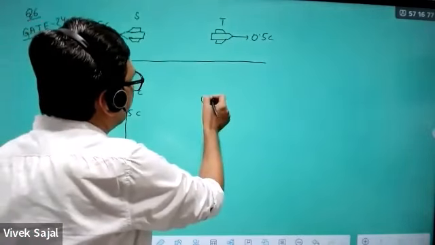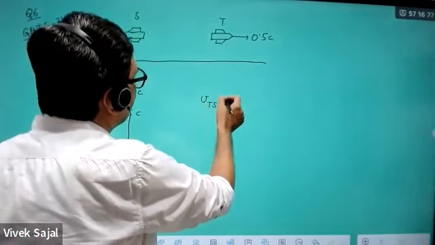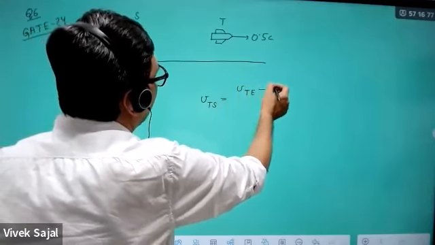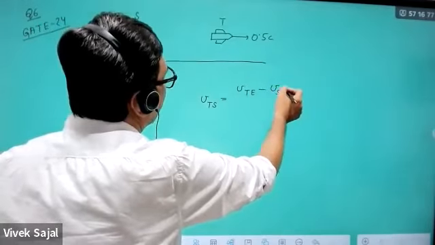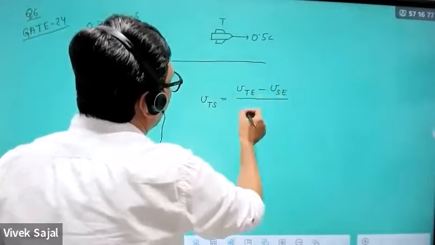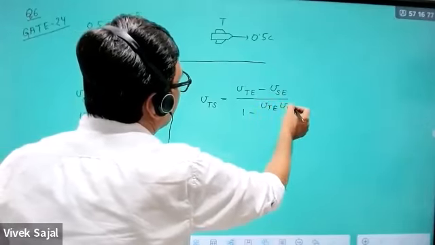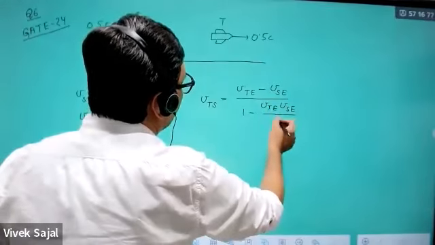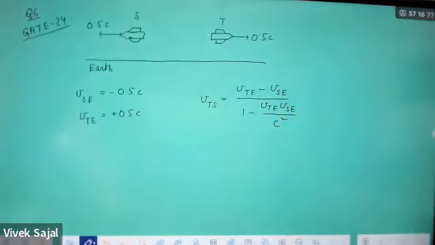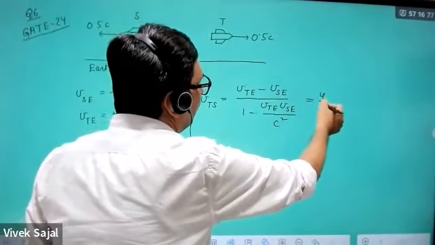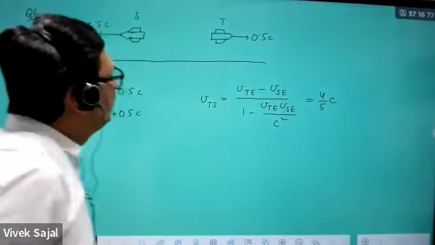So that's a very simple question. Find out T with respect to S: velocity of T with respect to Earth minus velocity of S with respect to Earth, divided by 1 minus VTE VSE over c square. Just substitute these values and find out the answer. This comes out to be 4 by 5 c. Correct?